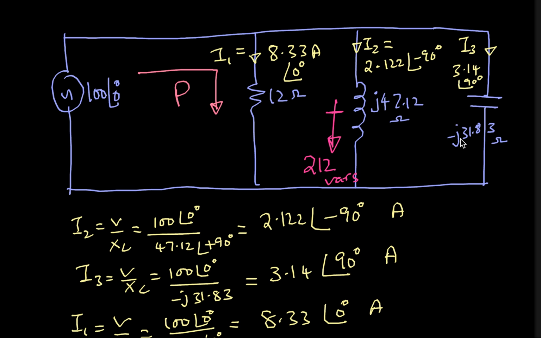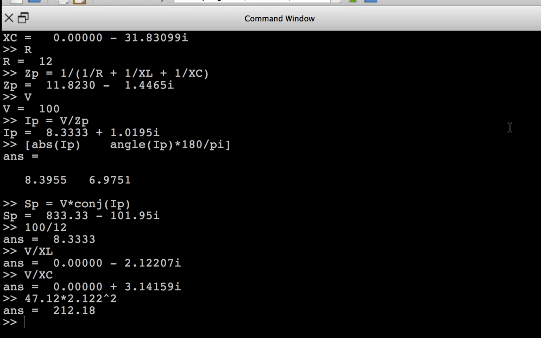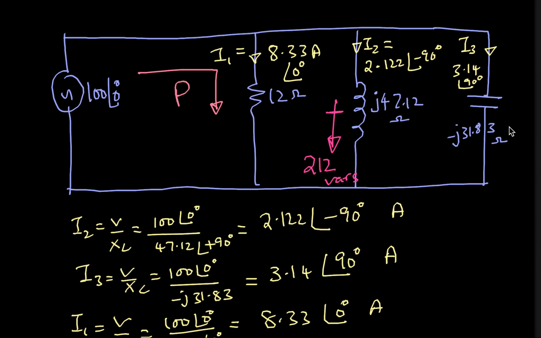But this is the source of active power. So the capacitor gives watts. So how much is the capacitor giving? So you see 3.14 I square X here I have to do. 3.14 is the current to the power of 2 multiplied by the impedance of that. So the impedance is 31.83. So 313.8, or 314 watts. So the total watts supplied by this is 314 watts.